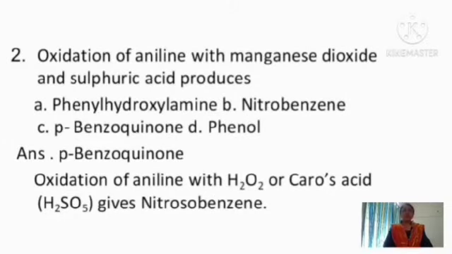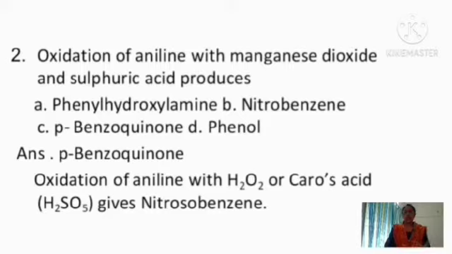Coming to the second question, oxidation of aniline with manganese dioxide and sulfuric acid produces: option A is phenylhydroxylamine, option B is nitrobenzene, option C is parabenzoquinone and option D is phenol. So usually when aniline undergoes oxidation, there can be two products: parabenzoquinone and nitrosobenzene.